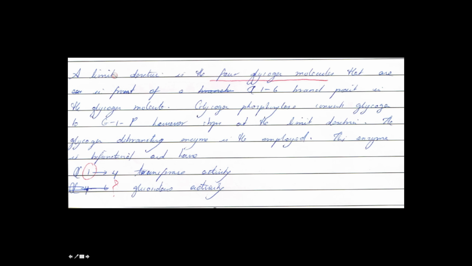Now this person's talking about a limit dextrin. Alright, so this is also under carbohydrate metabolism when you are breaking down a glycogen molecule. Now look at this. A limit dextrin is the 4 glycogen molecules. Now clearly that's wrong. It's the limit dextrin, 4 glycogen. Now this word here, glycogen, that's definitely wrong. That should have been 4 glucosyl residues, not even molecules, right? So you see, you have to be very careful with the wording in your exam.